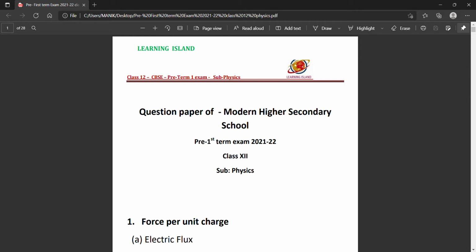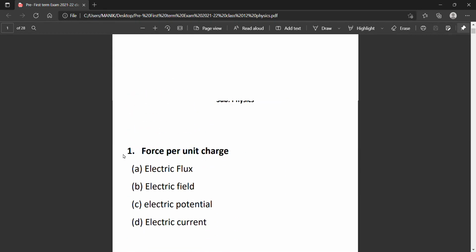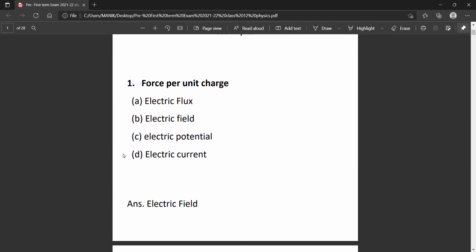So the question number 1 is, force per unit charge. The options are electric flux, electric field, electric potential and electric current. This is a very simple question, I am not explaining this. So the answer is electric field.